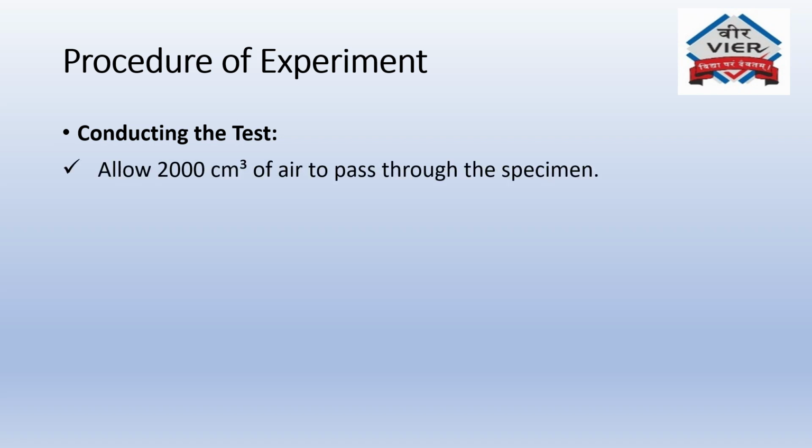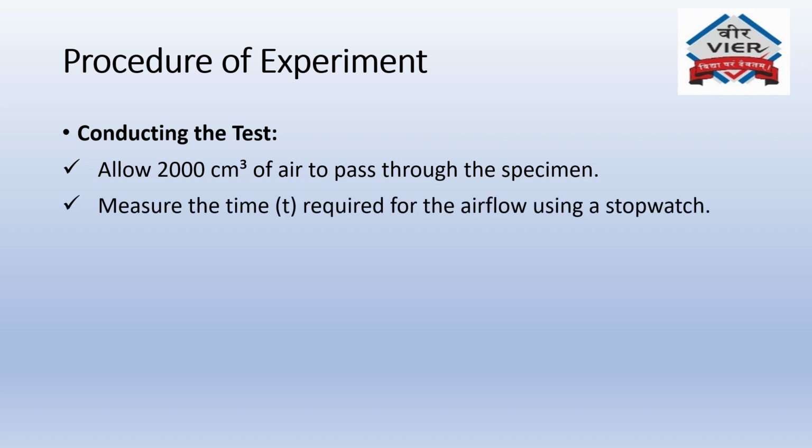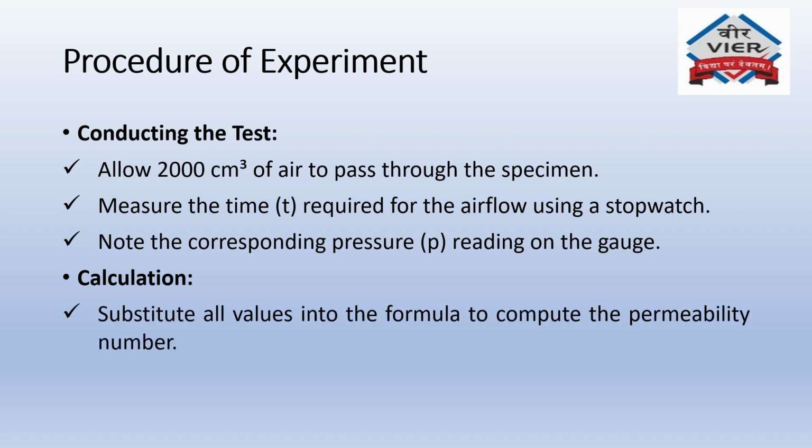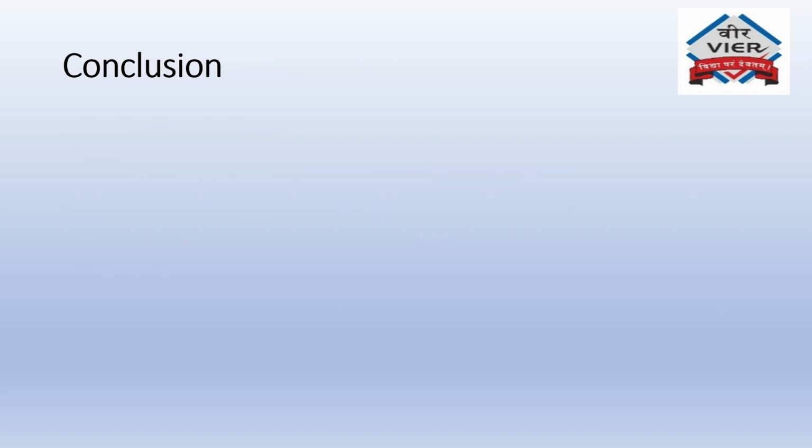Now we allow 2000 cm³ of air to pass through the specimen. We will measure the time required for the airflow using a stopwatch. We will also note down the corresponding pressure on the gauge. And then we will calculate the permeability using the equation which we have seen in the previous slides.